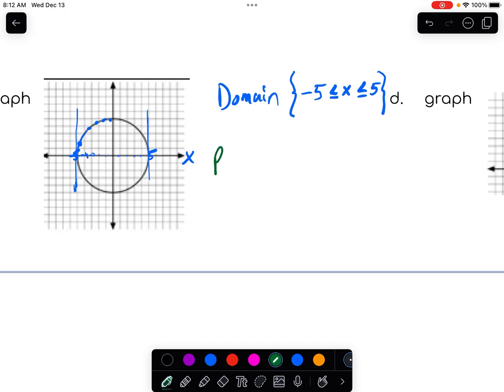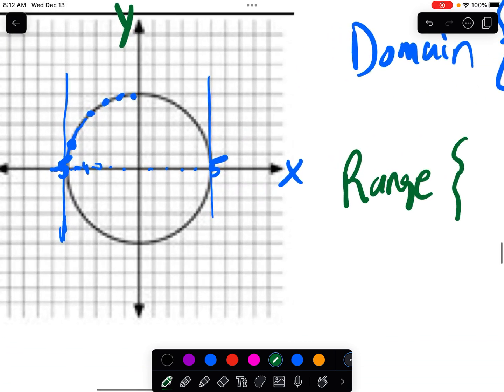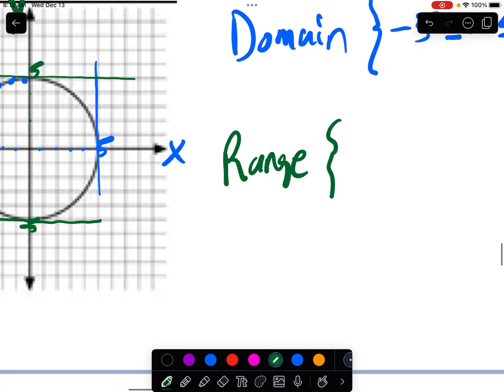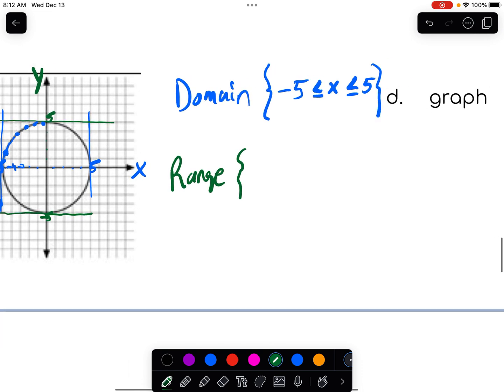Now let's think about how that would work with the range, or the outputs. And with the range, we're thinking about the y values. So if we look carefully at the y values here, we see, okay, it reaches its maximum y value right there. It reaches its minimum y value down here. Once again, this graph is kind of symmetric. So it goes from -5 to +5 on the y-axis also.